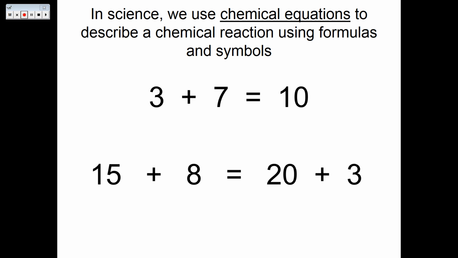Okay? In science, we use chemical equations to describe a chemical reaction using formulas and symbols. Very similar to math. We have 3 plus 7 equals 10. We have 15 plus 8 equals 20 plus 30. What we're doing is we're just replacing numbers in math with chemical formulas. A chemical equation is an equation that represents two things that are sort of equal. Na and Cl are not equal, but when they combine together, they create a new substance, NaCl, and those atoms have to be balanced, like we saw a couple days ago.